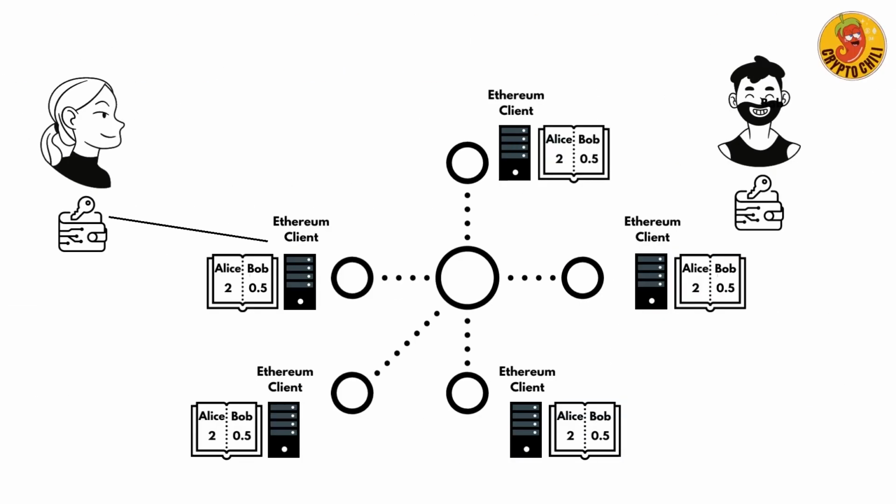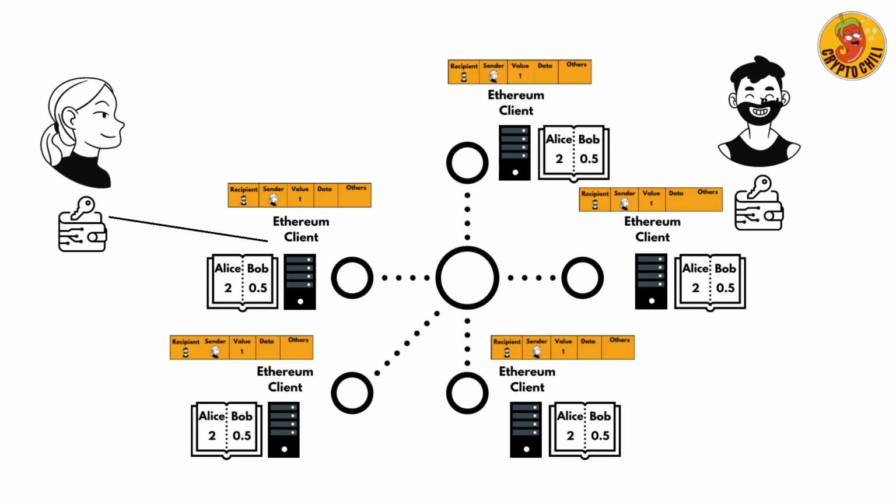Now the transaction is handed over from Alice's wallet to an Ethereum node that distributes the transaction further to other nodes on the network. After a short time, the transaction has reached all the nodes in the network, and the ETH amount is deducted from Alice's account and credited to Bob's account in all the nodes. By the way, we have ignored the mining process here to keep it simple.